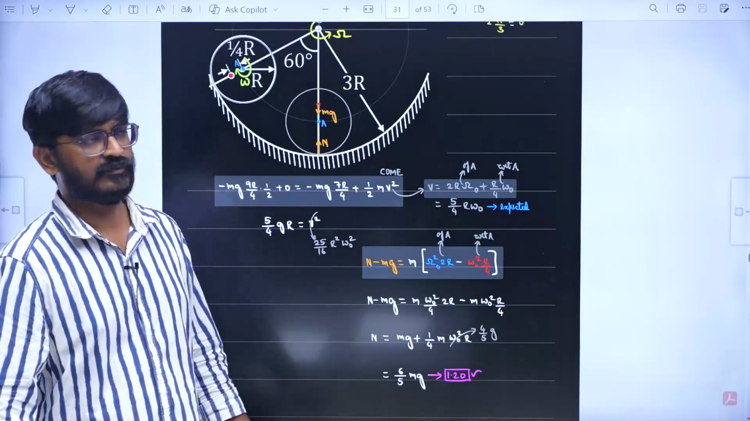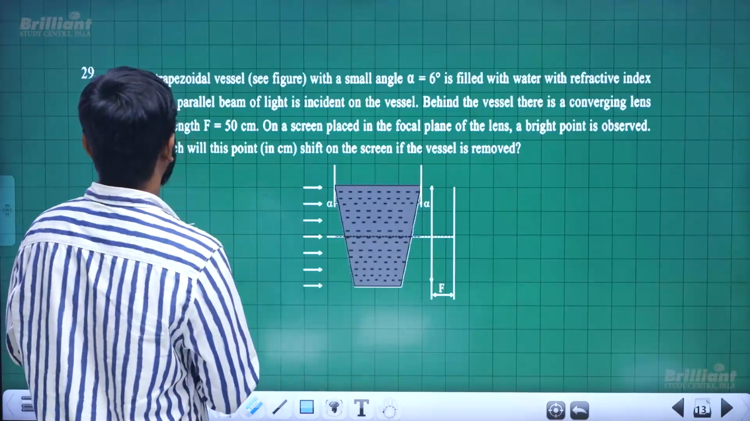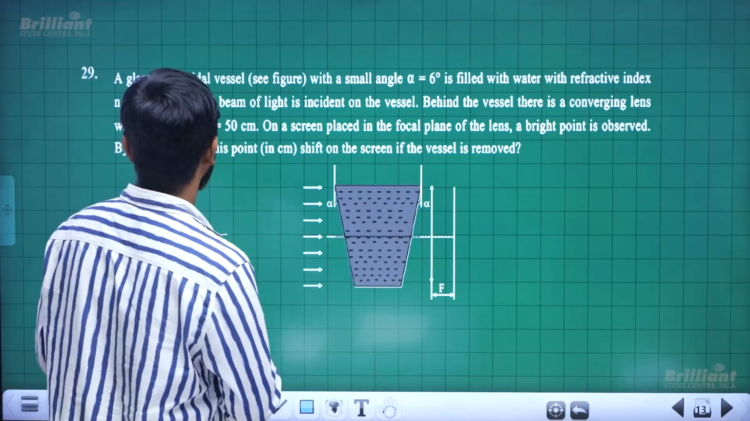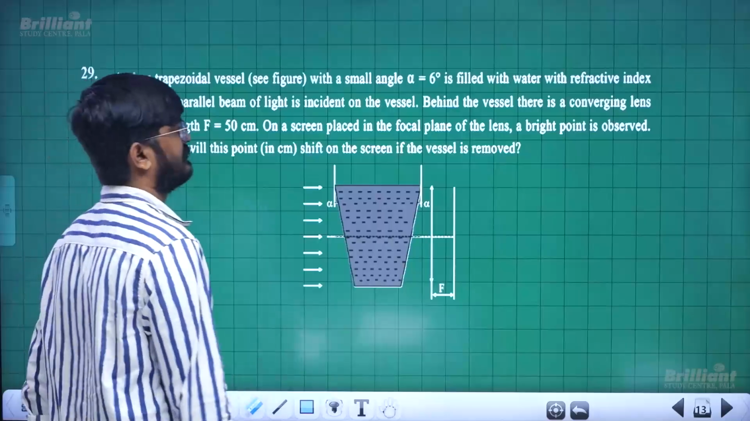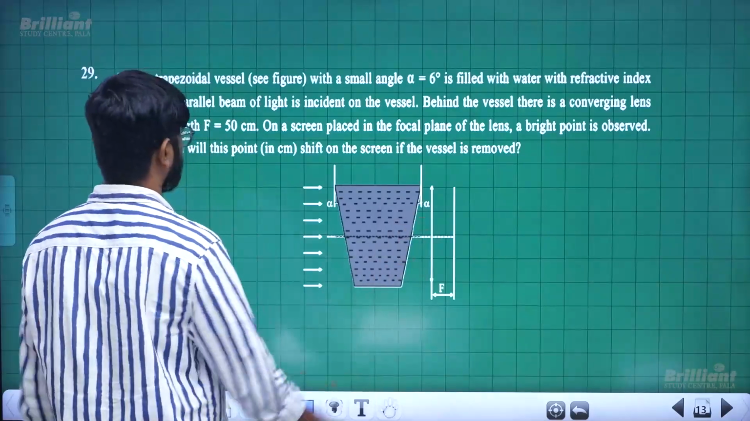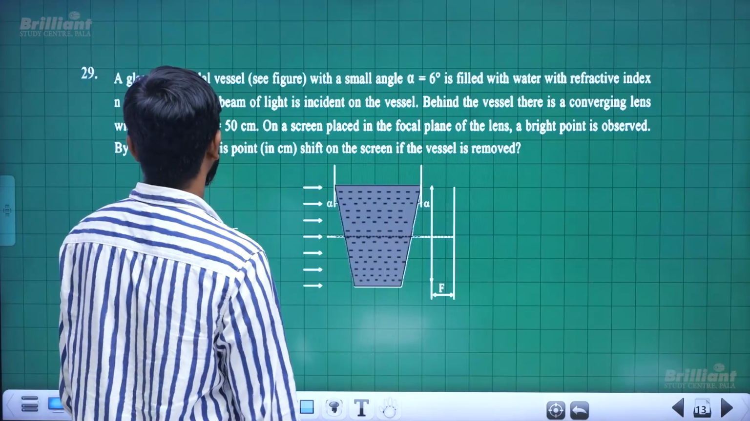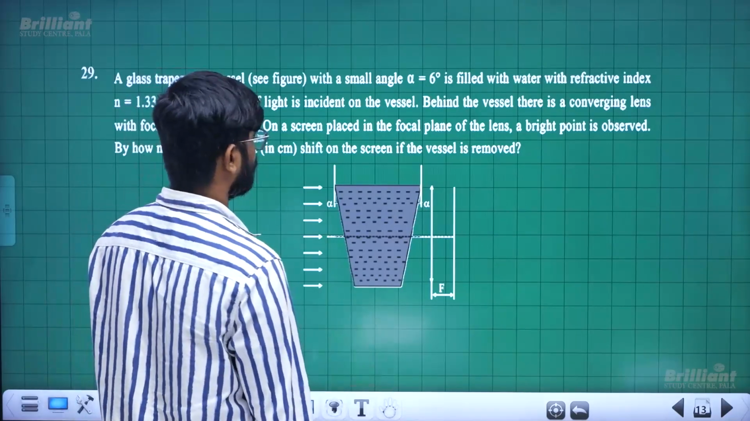A glass trapezoidal vessel with a small angle 6 degrees is filled with water of refractive index. A parallel beam of light is incident on the vessel. Behind the vessel there is a converging lens of focal length. On a screen placed, a bright spot is observed. How much will this point move if the vessel is removed?